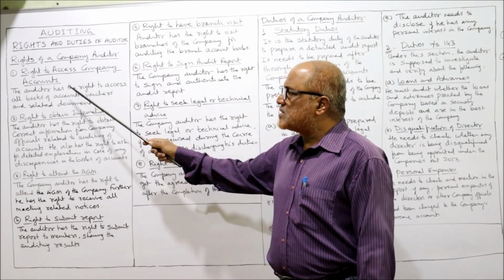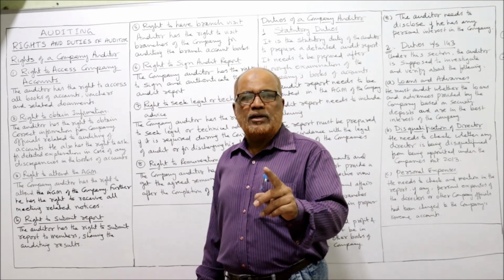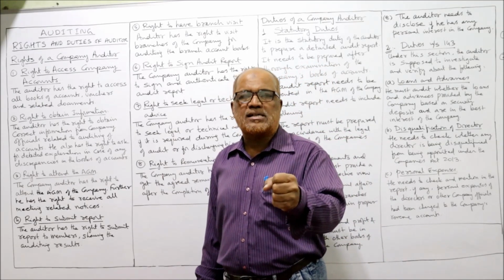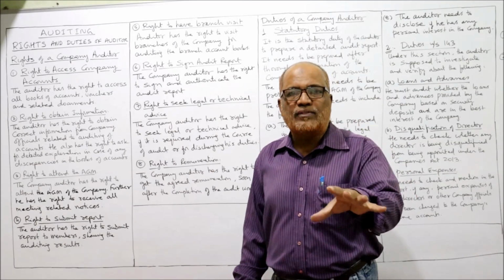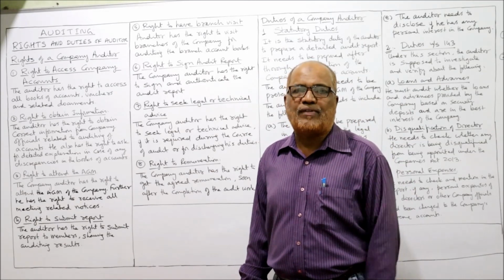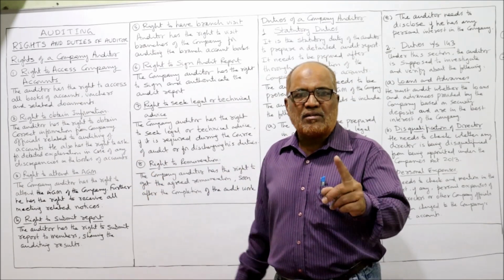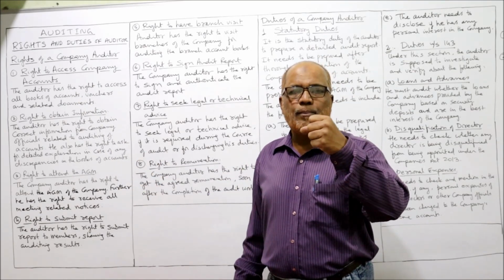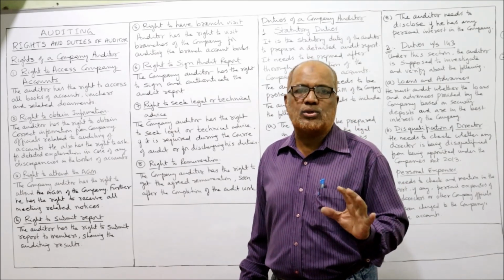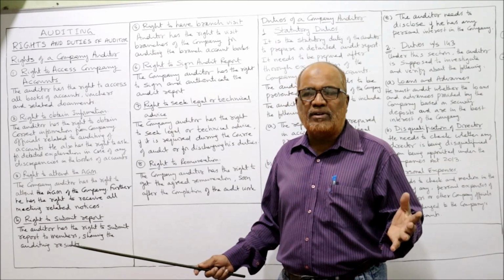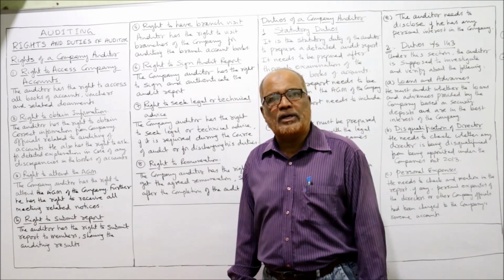So, right to access company accounts. Every auditor has the right to access all the accounts, vouchers and related documents of the company in order to perform the function of auditing. So the first right: the auditor has complete access and complete control over all the accounts. Without this access, he cannot proceed with auditing.